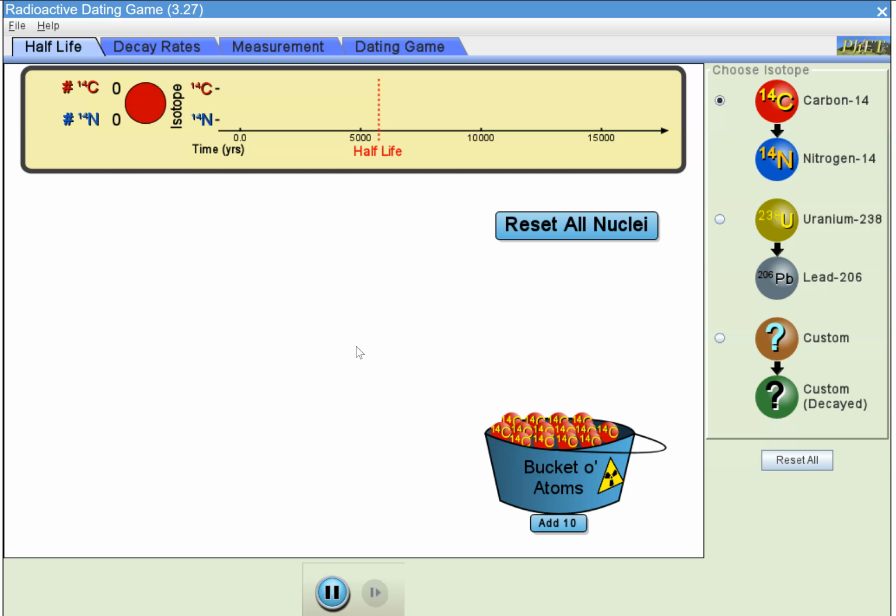So I'm on the worksheet and I'm going to go through the steps in case you are not able to, so that you can see what's happening. So part 1 is explore the simulation. We're under this half-life tab, the first tab. And we're just going to take a few minutes to play around.